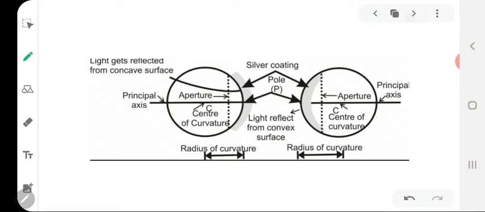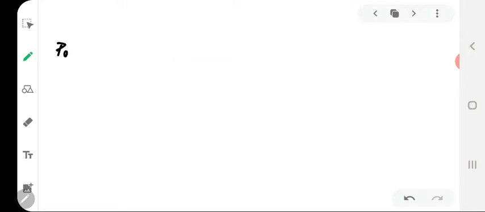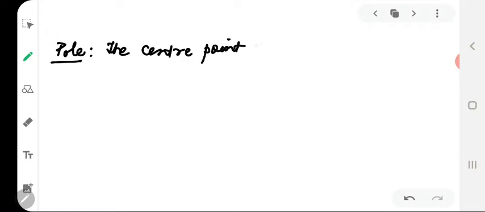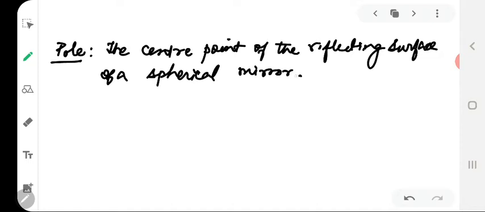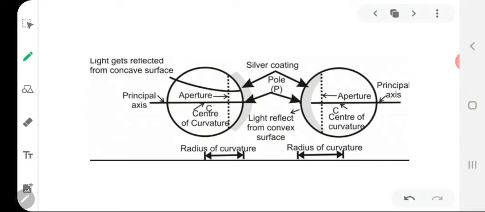Let's begin with the first one. Pole. The center point of the reflecting surface of a spherical mirror is called pole, and as you can see in the picture, P stands for the pole of the mirror, and it is lying in the middle on the surface of the mirror.